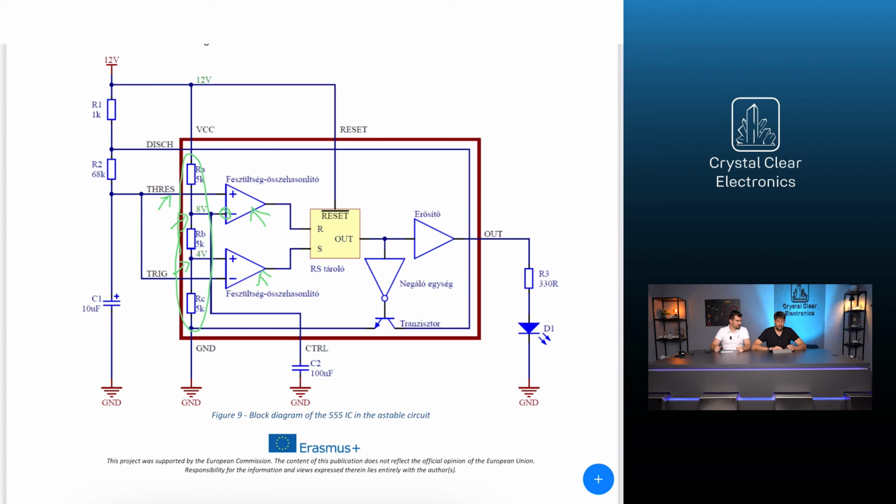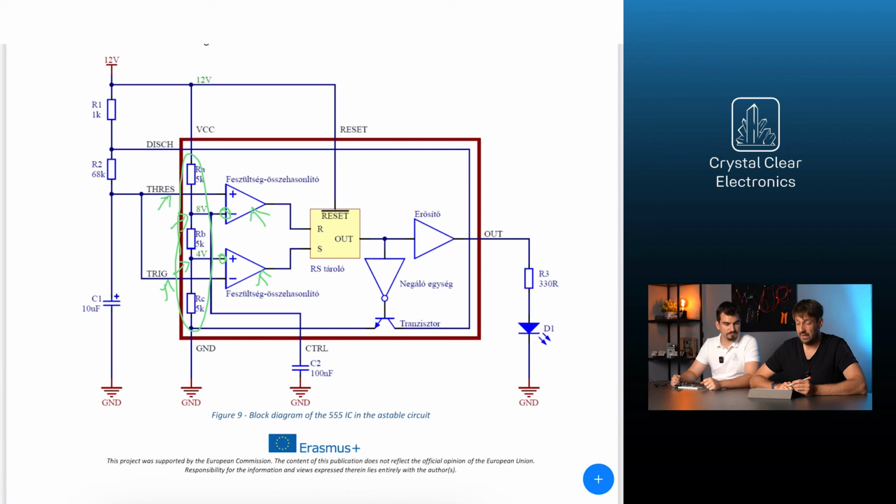The positive pin of the other module is connected to the 1/3 point of the divider. The negative pin is connected to the IC leg marked trig, which means its output will be 1 if the voltage on the trig, or trigger pin, is less than 1/3 of the power supply, or less than 4 volts in our case.